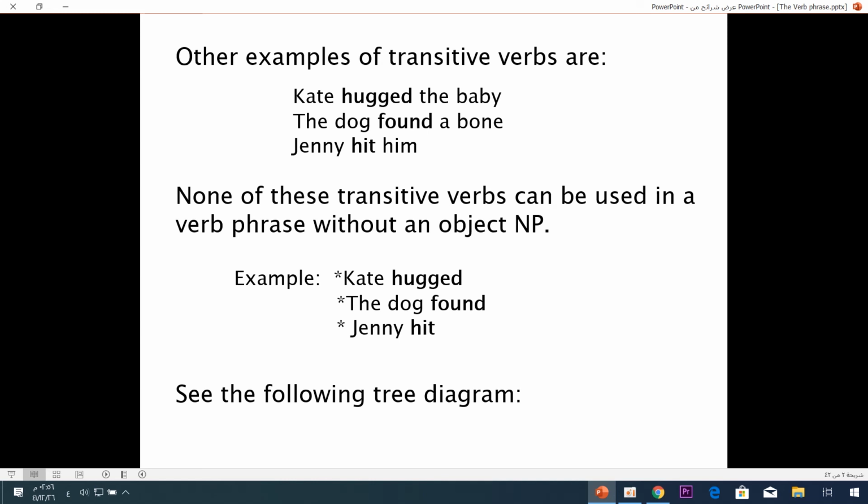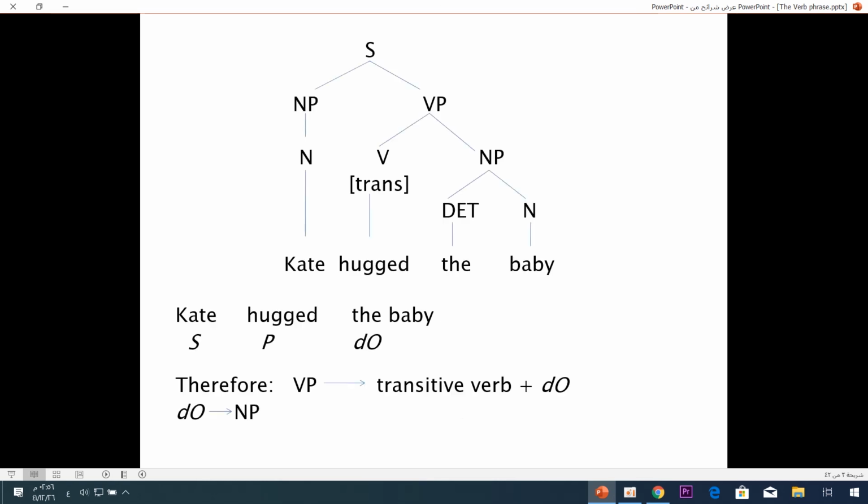See the following tree diagram, and now things will be much clearer and easier to understand. We have the sentence, with a noun phrase and a verb phrase. Here we have the verb, and from the verb phrase we have a line which is divided into two other lines: determiner and noun phrase, depending on the kind of noun phrase. Kate hugged the baby. Kate is the subject, hugged is a transitive verb, and the baby, which is a noun phrase, is the object.